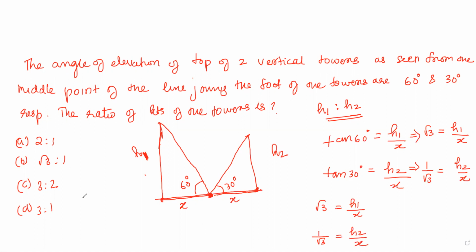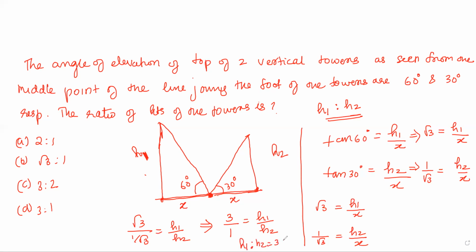What we need is H1 by H2, or H1 is to H2. So I am dividing these two equations. That will become root 3 by 1 by root 3 is equal to H1 by H2, because X and X will go. So this root 3 will go up, so 3 by 1 is equal to H1 by H2. So the ratio H1 is to H2 is 3:1. So the option is option D, 3:1.